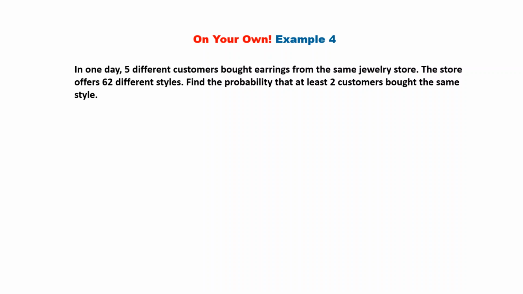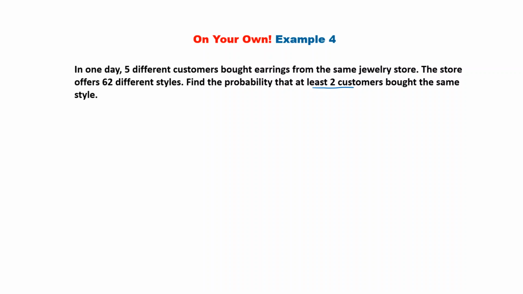All right, so this one says in one day, 5 different customers bought earrings from the same jewelry store. The store offers 62 different styles. Find the probability that at least two customers bought the same style.